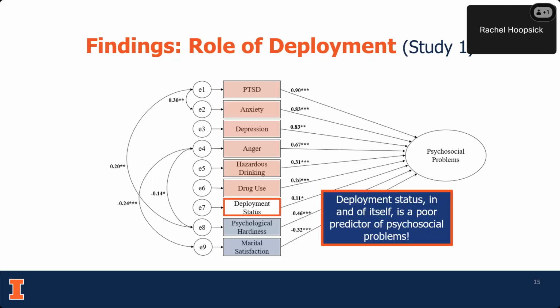And so this was our major takeaway here. So these findings are telling us that deployment status, so whether you've been deployed, yes or no, in and of itself is really a poor predictor of psychosocial problems among reservists, which is particularly important given that most of our interventions aimed at identifying and addressing these problems have primarily focused on service members who have experienced combat deployment.